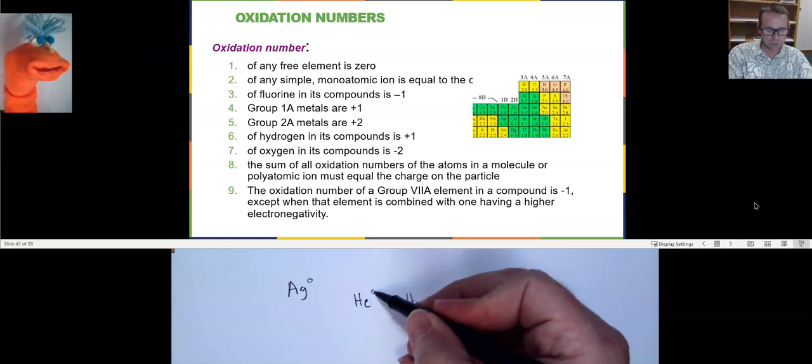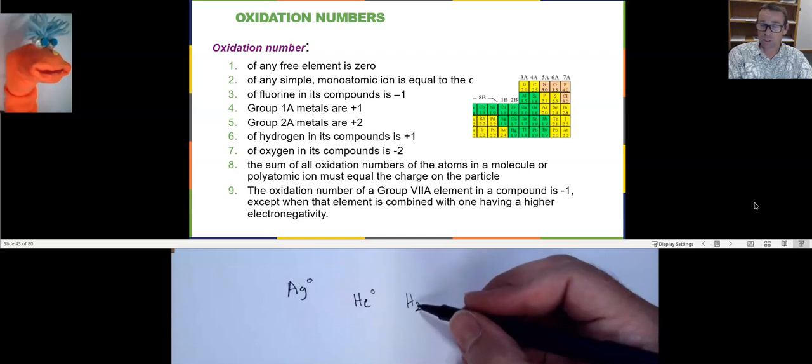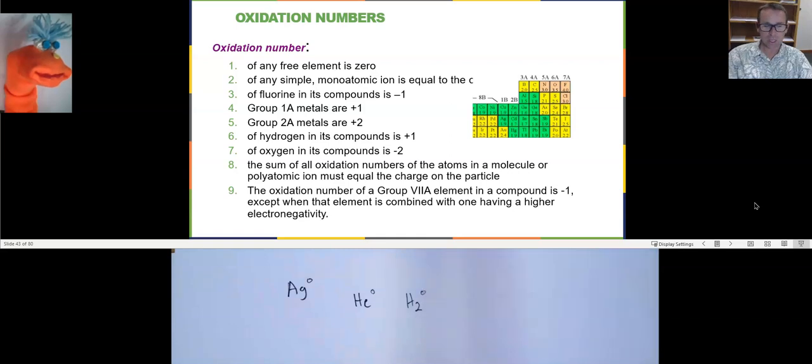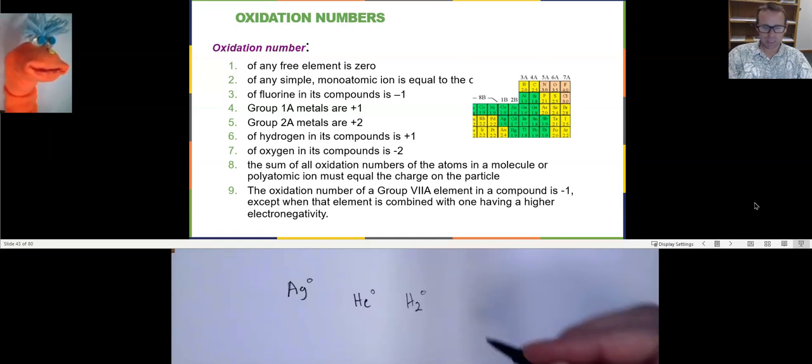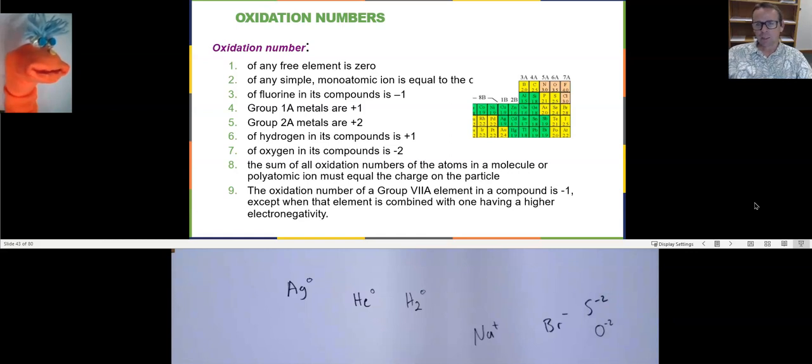Helium, 2 protons, 2 electrons, oxidation number is 0. Hydrogen, in this scenario, there's 2 hydrogens, so each one has 1, so there's a total of 2 protons and a total of 2 electrons. So again, the oxidation number is 0. Any free element by itself, its oxidation number is 0. If it's a monatomic ion, like the sodium ion, the bromide ion, the oxide ion, the sulfide ion, the charge on monatomic ions is the oxidation number. All right? So that's always easy.